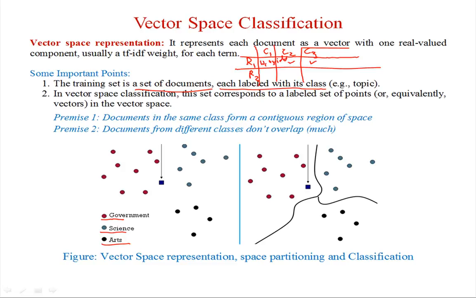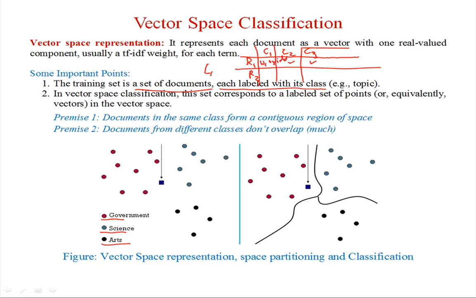In a vector space classification, this set corresponds to a labeled set of points in the vector space. We will have a vector space, like for label 1 we will have a vector space with word and TF-IDF representation, and so on. Now we will go through two premises.